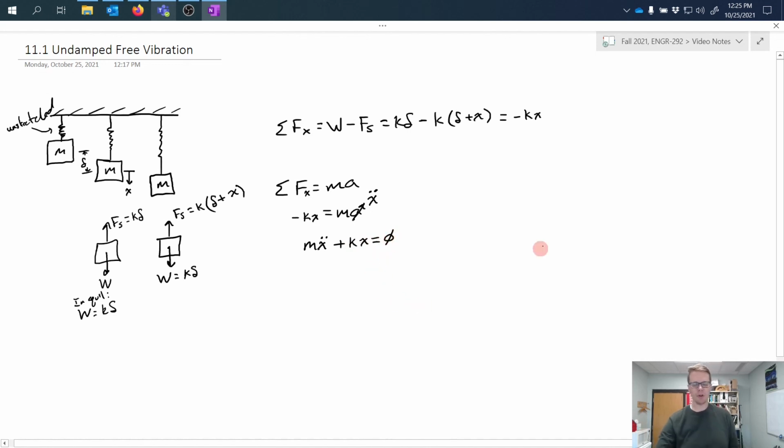Now, if you've ever seen this expression before, or done anything with vibrations before, this is starting to look familiar. This equation is a simple differential equation which allows us to evaluate the position x with respect to everything else that's going on. And we'll take that a little bit further in the next video.